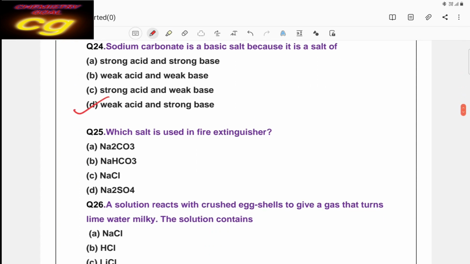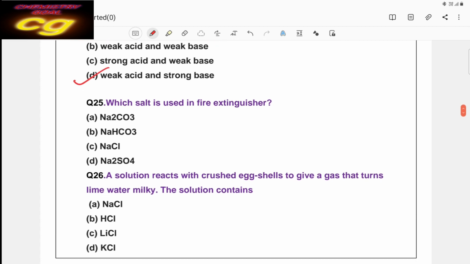Okay, then question number 25. Which salt is used in fire extinguisher? Already you have read in the salt chapter. Sodium bicarbonate is used in fire extinguisher. It produces carbon dioxide gas on heating, because when it is heated, it produces sodium carbonate, carbon dioxide and water. This acts as a fire extinguisher.